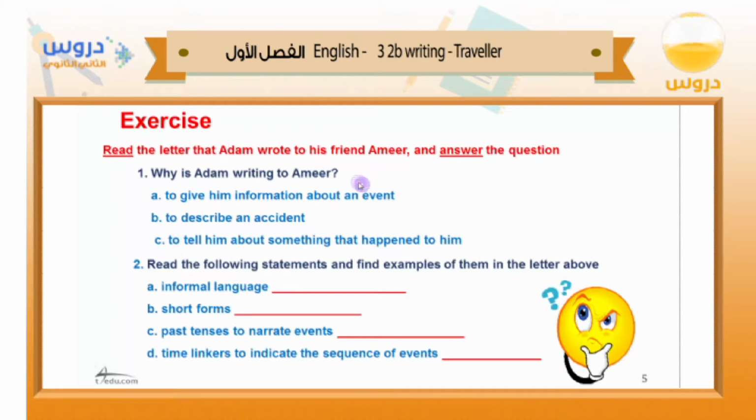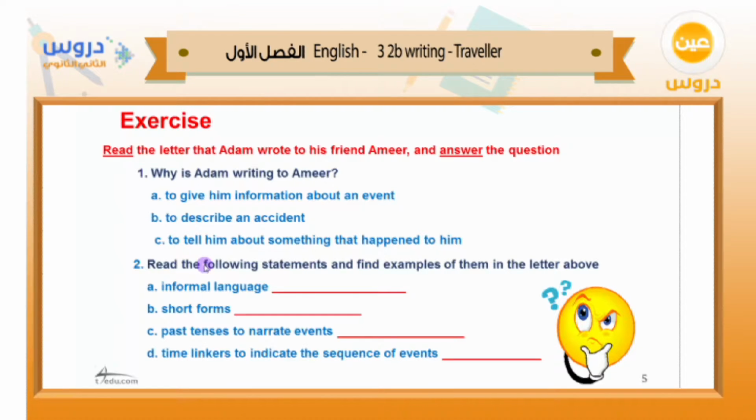So we have question number 1. Why is Adam writing to Amir? We have 3 options. A, to give him information about an event, or B, to describe an accident, or C, to tell him about something that happened to him. Of course, we've got to choose C. Actually, the 3 are a little bit close, but the best answer for the first question is C, to tell him about something or a story that happened to him.